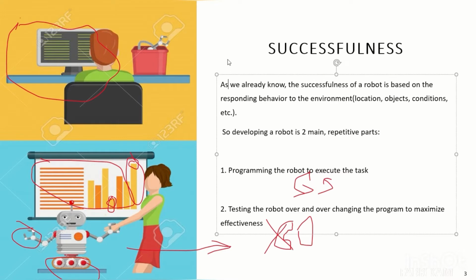For example, how you program the robot. So for example, programming the robot to execute the task, as this guy is doing, then testing the robot over and over while changing the program to maximize effectiveness.